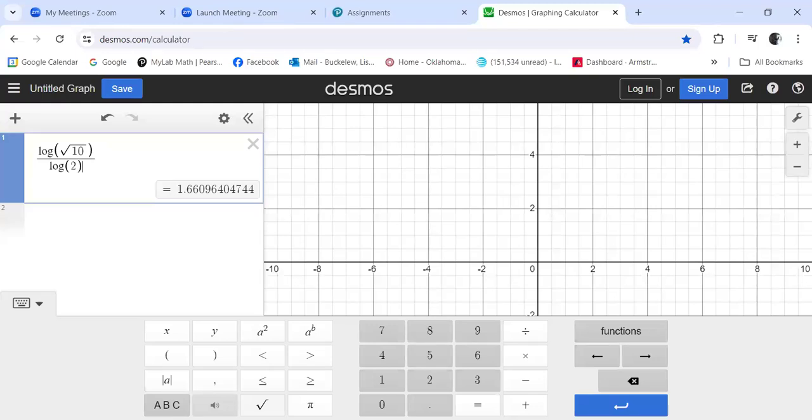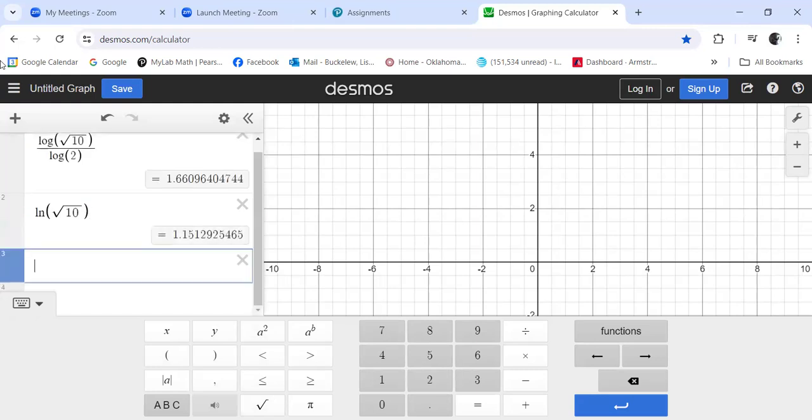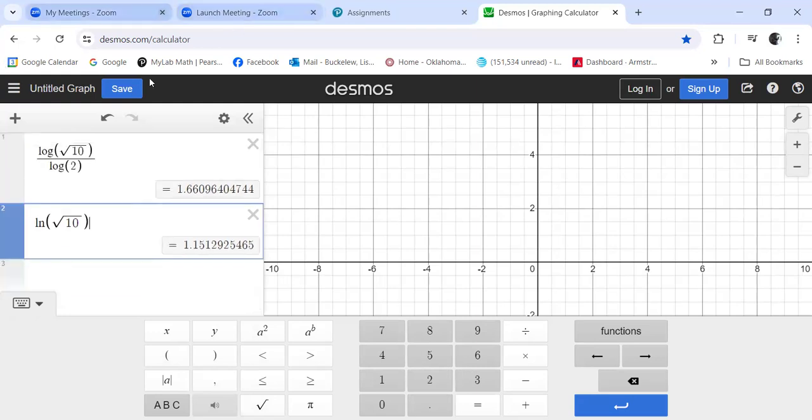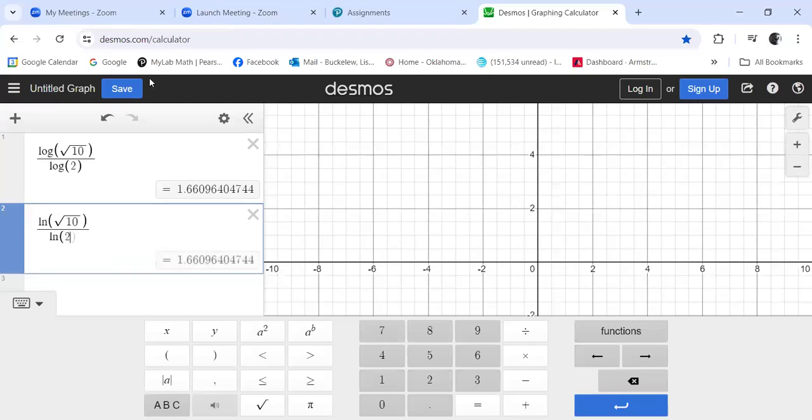So the change of base formula is pick whatever log you want to work in. I'm going to do the same thing just to prove to you it doesn't matter which base. I'll do natural log, and then we'll do the same thing, square root of 10, divided by natural log of 2. Whoop, I didn't do the divide by. Let me get back up in there. Divided by, there we go, natural log of 2. Okay, see how it gives us the same decimal estimate?